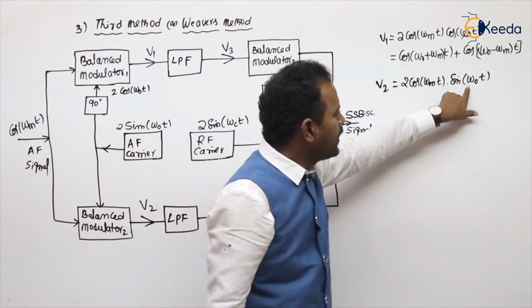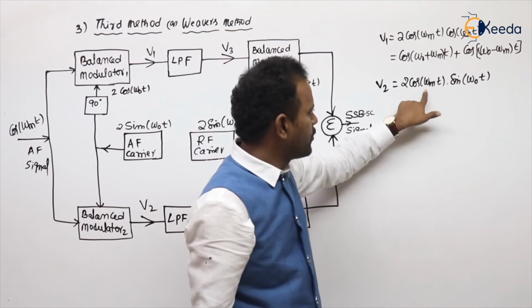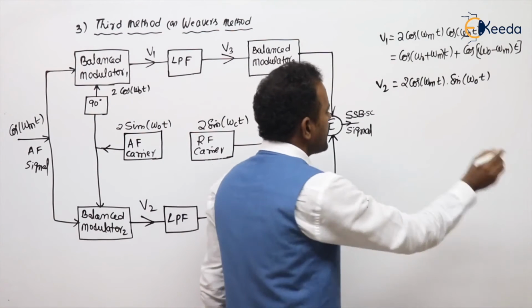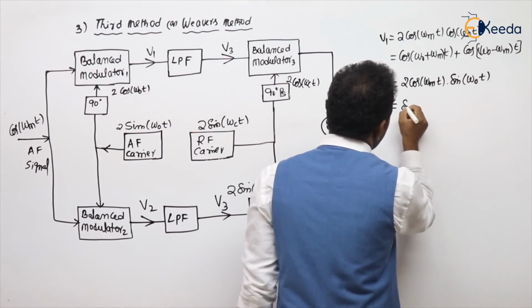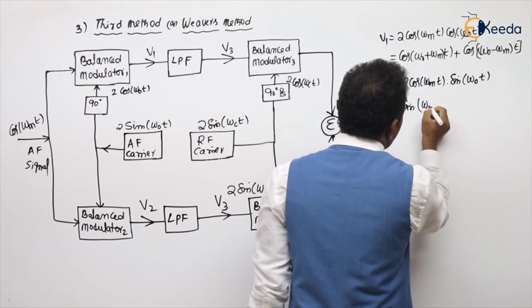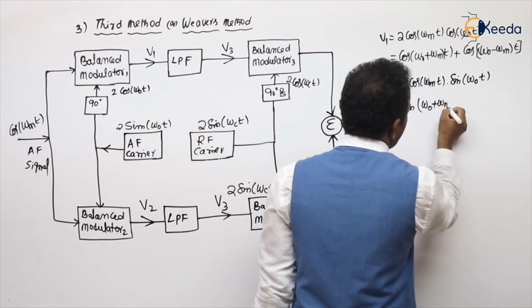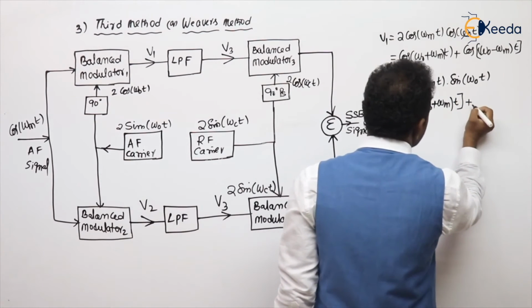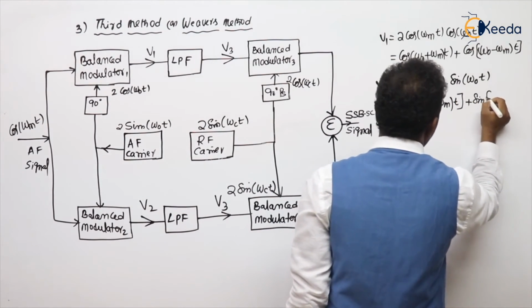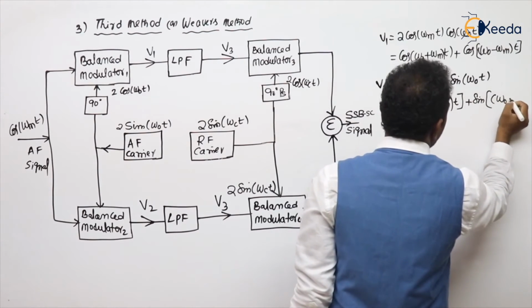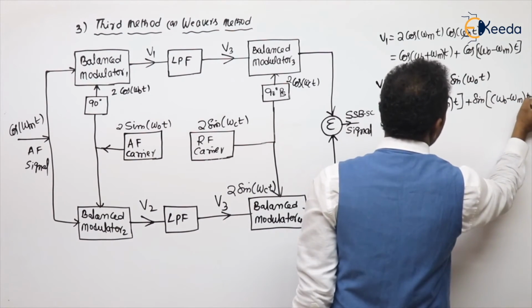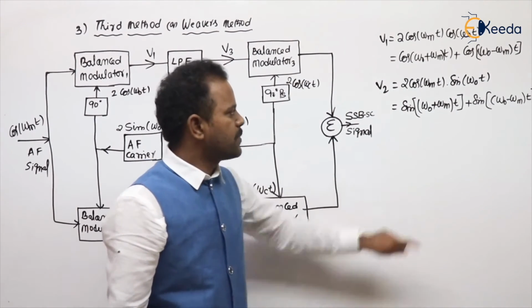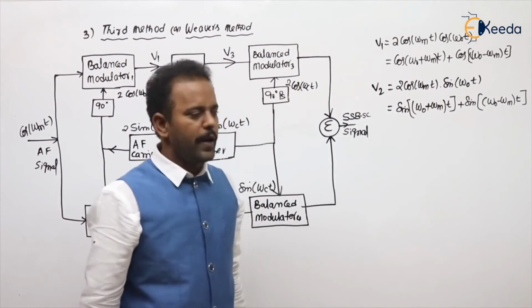Generally, the sin value is more because omega naught is more when compared to omega m. So you can treat it as sin A cos B. What is the sin A cos B formula? Sin A plus B plus sin A minus B. So sin(omega naught plus omega m)t plus sin(omega naught minus omega m)t. That is the sin A cos B formula applied.